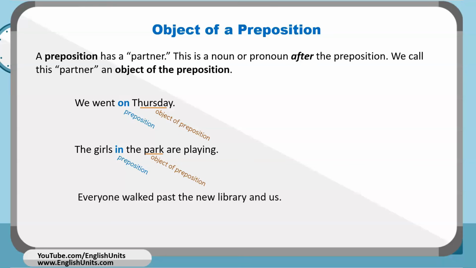Here's an example that's a little more tricky. Everyone walked past the new library and us. Do you see the preposition? In this sentence, the preposition is past. Now what about the noun or pronoun after the preposition? There are two objects of this preposition. We have the noun library, and then we have the pronoun us. Both of these are objects of this preposition.